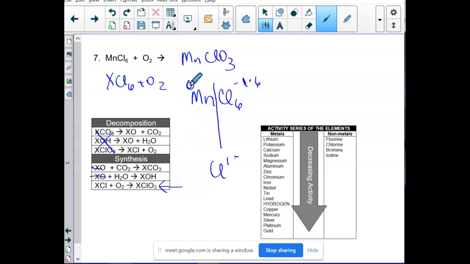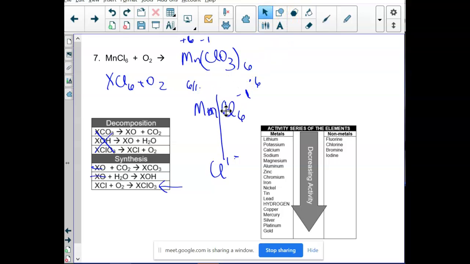So that means Mn must be a 6, and there's one of them, right? Because there's a 1 there. So then 6 divided by 1 is still 6. So then I know this is the +6 Mn, and it's with a -1 ClO3. So I'm going to bring my 6 over. And then I'm going to balance. I'm going to move this down some.